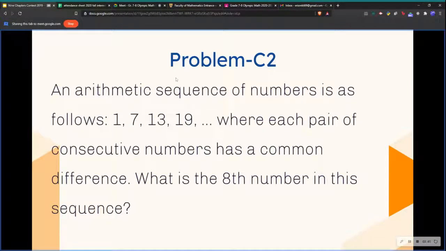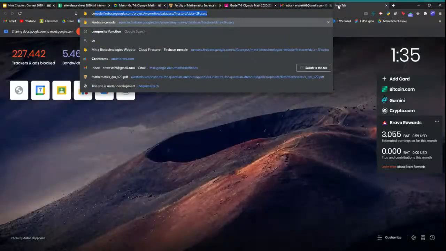Yeah, the answer is 43. I can show you guys an algebraic way to solve this. So give me a sec. I forgot to open my canvas. Here we go. Share tab.